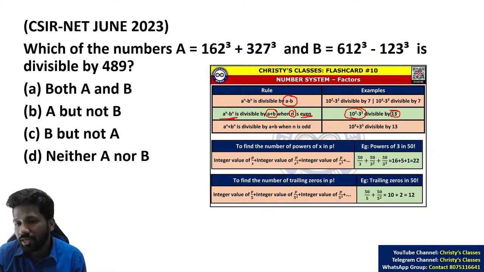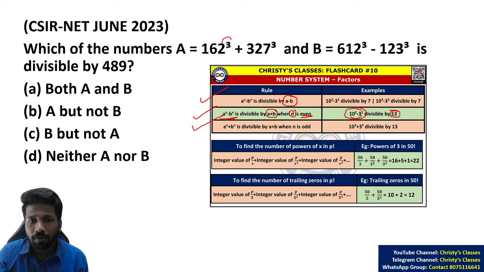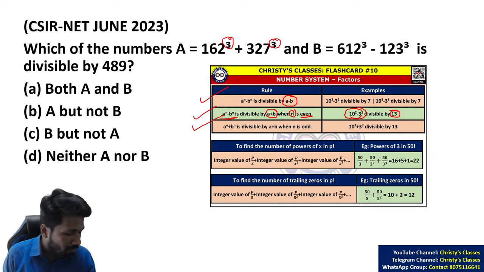10² minus 3² is divisible by 13, which is 10 plus 3. How many of you understood this? These three theorems, if you know, the good thing is, as I told, it will work for higher powers also. CSIR now asks for power 3. What about asking for higher powers? Then this theorem is needed.